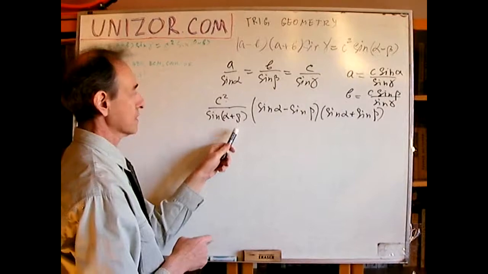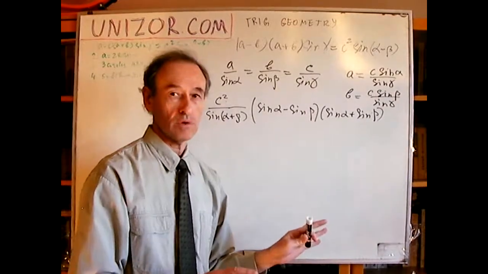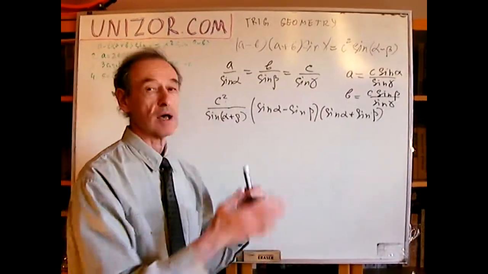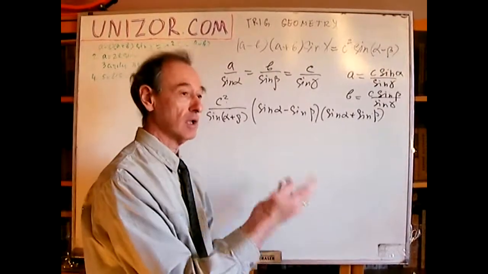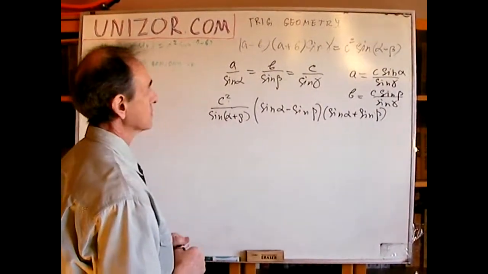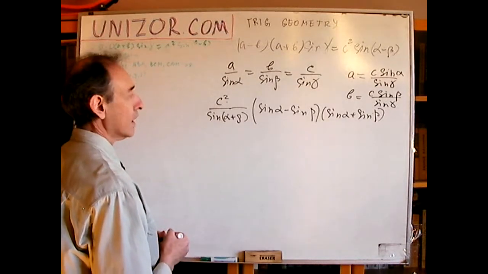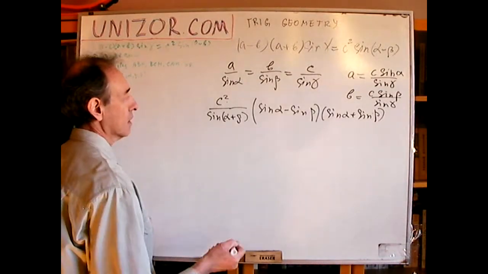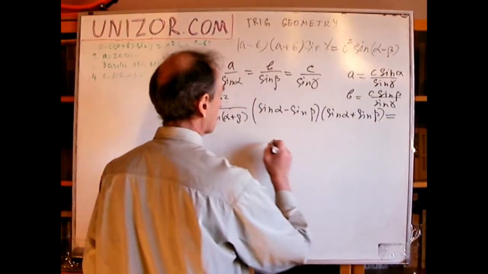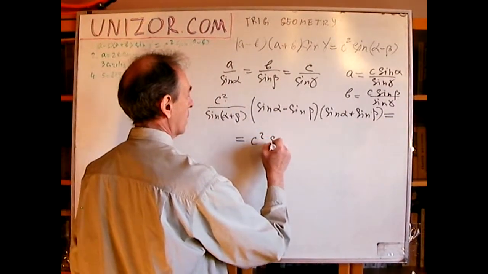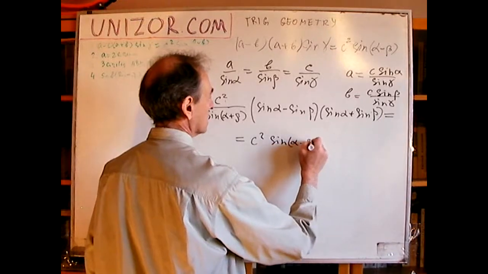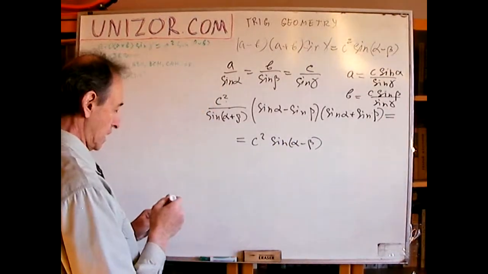Now, sine of alpha plus beta, again, is not equal to 0, because it's exactly the same as the sine of the third angle, gamma, which is not equal to 0. So everything is fine, everything has meaning. Okay, so I have to prove that this is equal to c squared sine of alpha minus beta. Okay, how can I prove that?